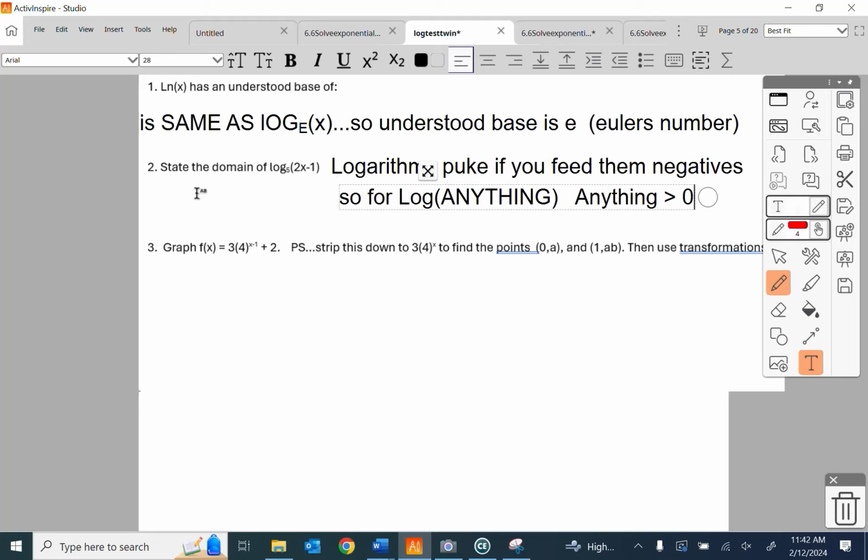So if I was doing this one, it'd be a pretty simple inequality. I'd write 2x minus 1 is bigger than 0. I'd add 1 to both sides, I divide by 2, and I get that x is greater than a half.